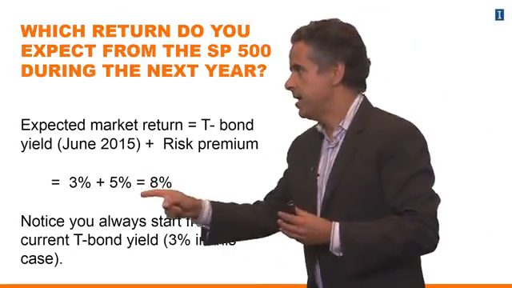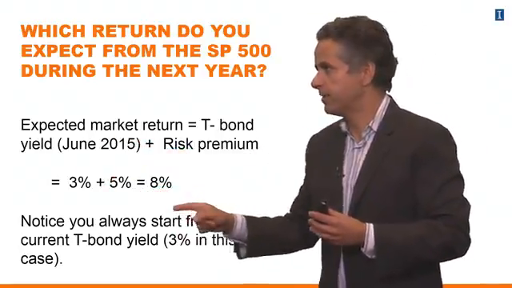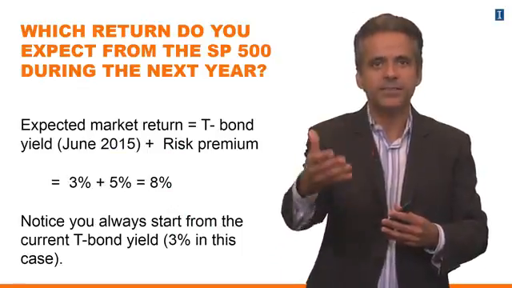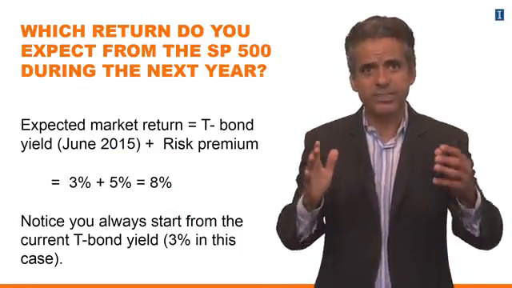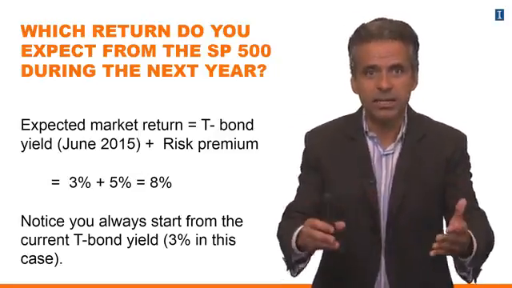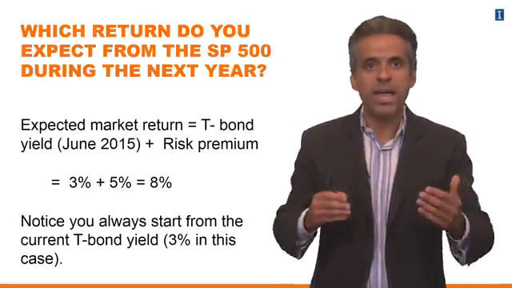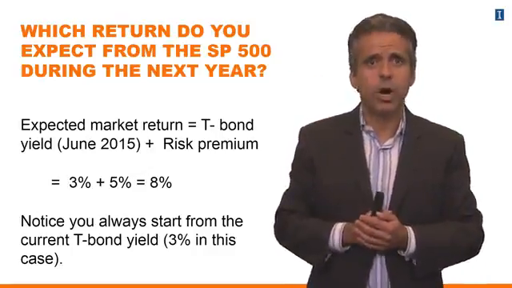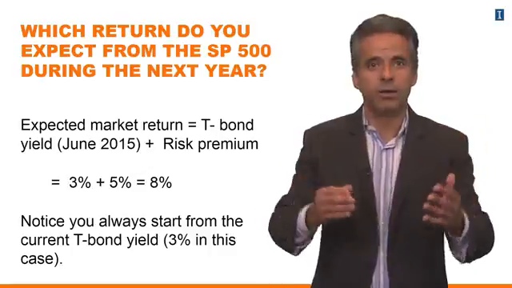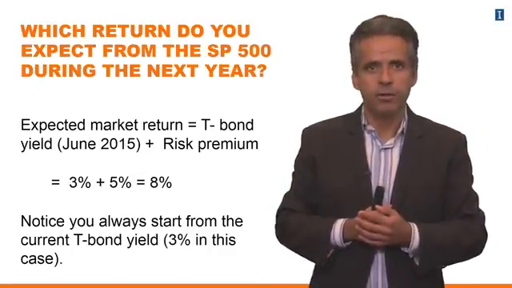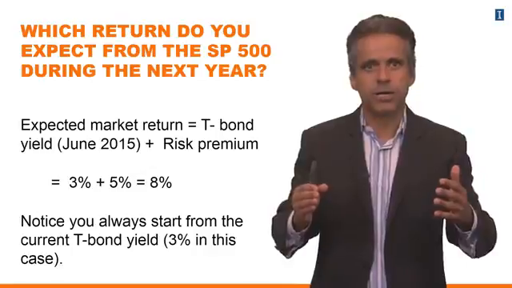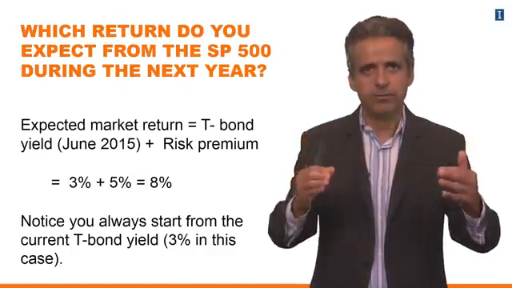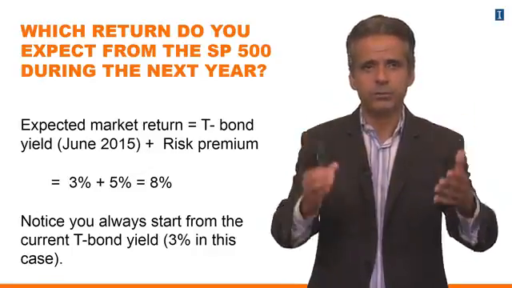Notice that here, in this formula, we are using 3%. You always start from the current T-bond yield. Okay? Don't take the historical one. For bonds, as we just learned, we have great data on current yield to maturities, so we know we have a good estimate of what the bond is likely to return in the next 30 years. We should always use that instead of historical bond yields. Okay? So we do 3% plus our assumption for the risk premium, and we get 8%. That is our estimate for future market returns if we do this in June 2015.